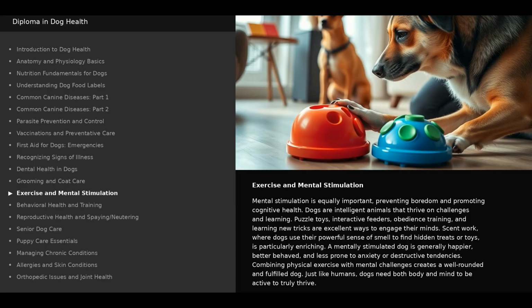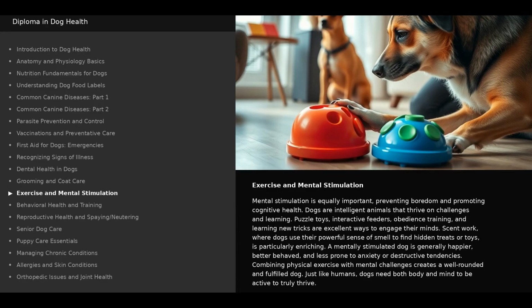Mental stimulation is equally important, preventing boredom and promoting cognitive health. Dogs are intelligent animals that thrive on challenges and learning. Puzzle toys, interactive feeders, obedience training, and learning new tricks are excellent ways to engage their minds. Scent work, where dogs use their powerful sense of smell to find hidden treats or toys, is particularly enriching.